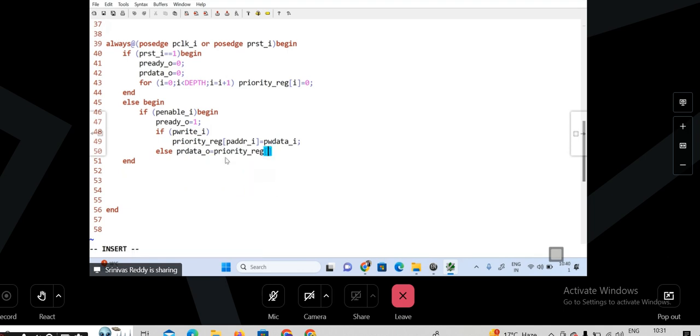If enable is equal to 0, p ready is equal to 0. Did you understand? Or if I write here, this is also fine. P enable input is equal to 1. If this is true, it is going to this operation. Else, if P enable is equal to 0, P ready is equal to 0. P ready is 0 means what? No handshaking, right? There is no transaction.